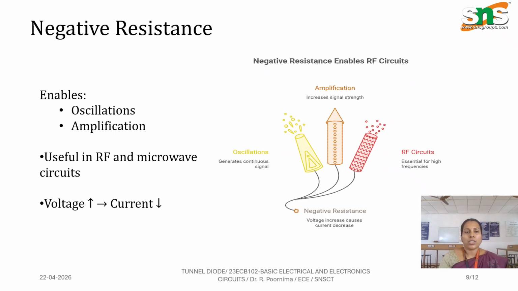It enables oscillations and amplifications, which are useful in RF and microwave circuits, especially high frequency circuits. For example, it increases the signal strength in amplifiers. By using the negative resistance principle, RF amplifiers can be constructed, and RF circuits are essential for high frequencies. And oscillators, which generate a continuous signal, are used as RF and microwave frequency oscillators. So the voltage increase causes the current to decrease, and this property is applied in various areas of RF and microwave circuits.